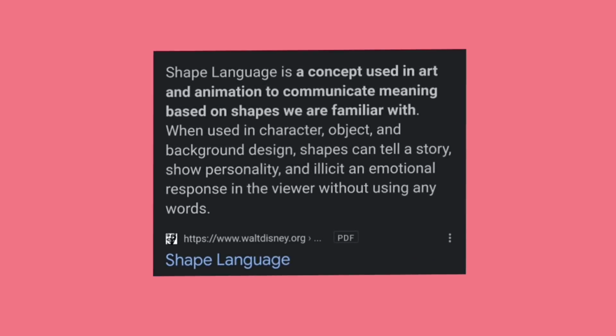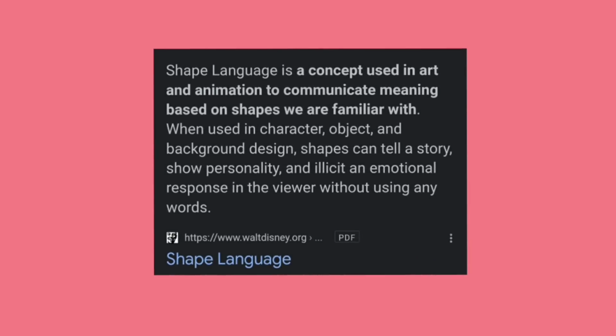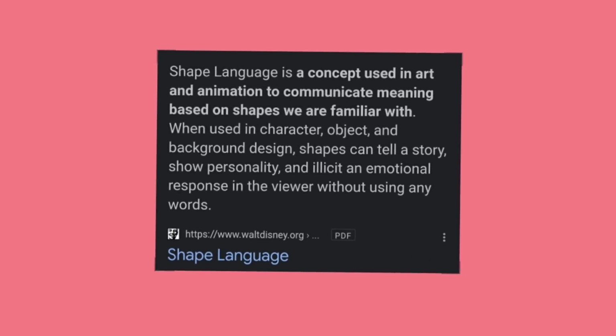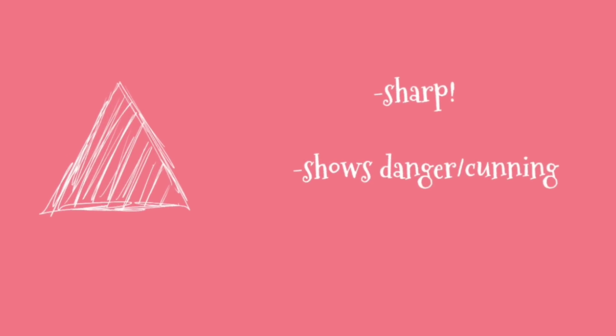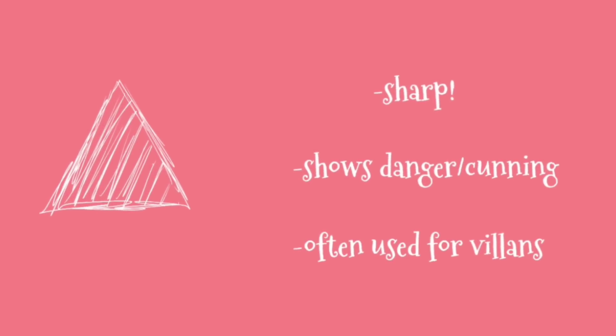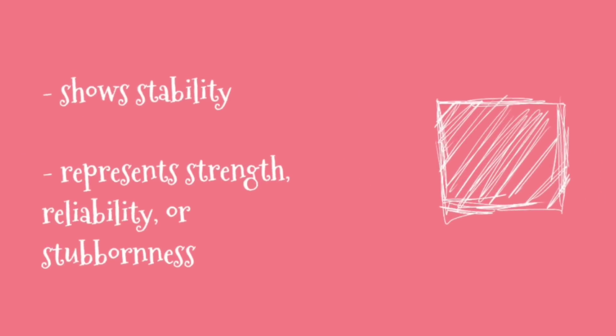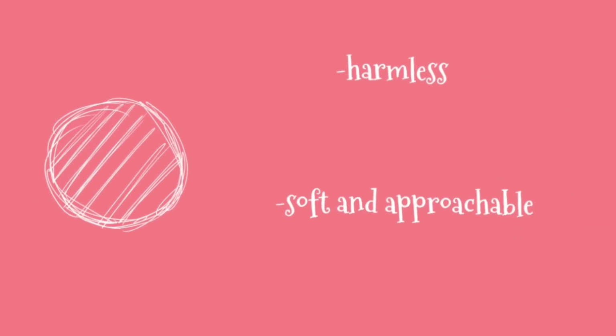Another essential part of character design is shape language. Shape language is using shapes in a character's design to tell the audience what kind of character they are. Triangles are sharp and can give a character edge, or it can signify cunning or danger. You can usually see triangles or sharp edges with the villains. Squares represent stability. Squares are often used to represent strong, reliable, or stubborn characters. Circles can give characters a sense of harmlessness. Circles are soft, harmless, and approachable.